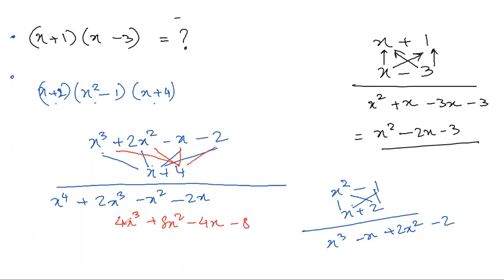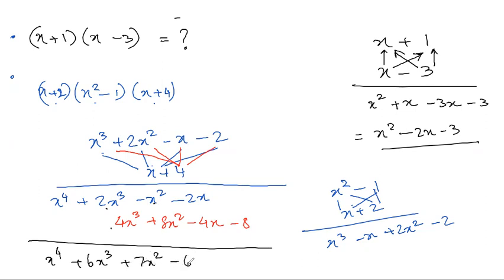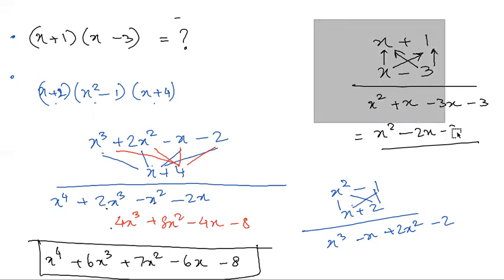Now you group them. x to the power 4 is only once, x cubed and 4x cubed, so you have 6x cubed, then 8 and minus 1, so that's 7x squared, then minus 6x and minus 8. So that's your answer. This is brute force multiplication. I hope there's nothing much to explain in this, right? So let's move on to a second approach.